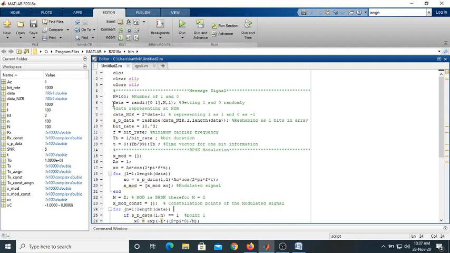Now here I have taken n equal to 100, which means I have taken 100 ones and zeros, and so this is data. Now we are using randi. This is the inbuilt function which generates random ones and zeros. How many? 100. So randi generates 100 ones and zeros randomly.